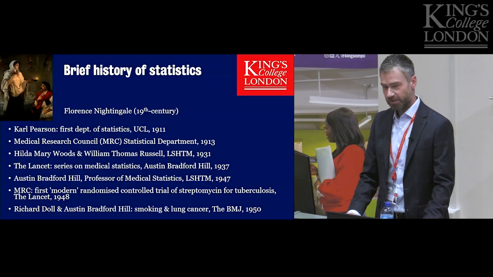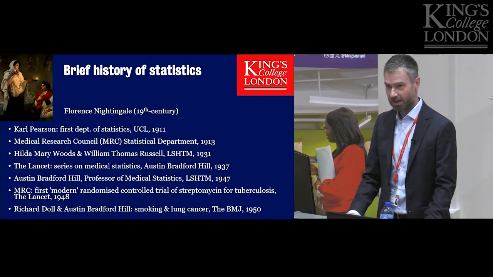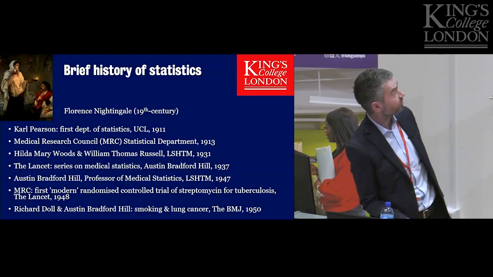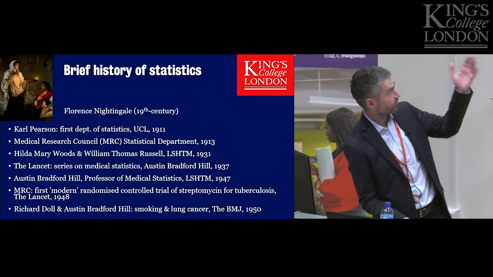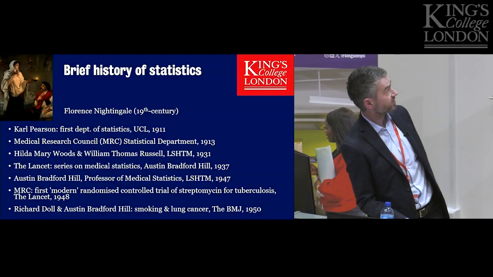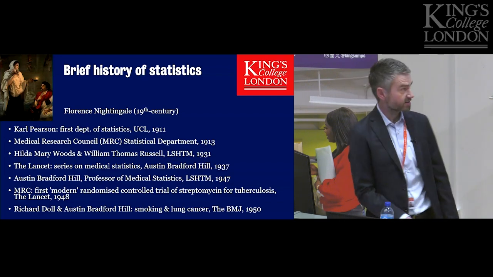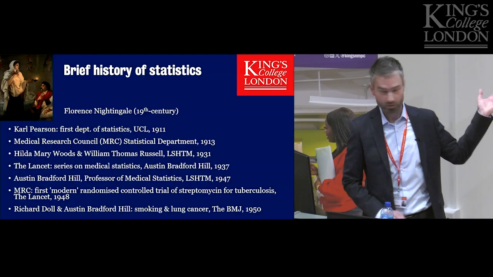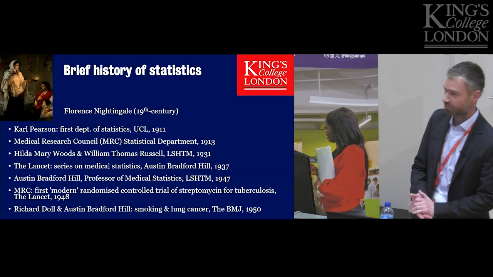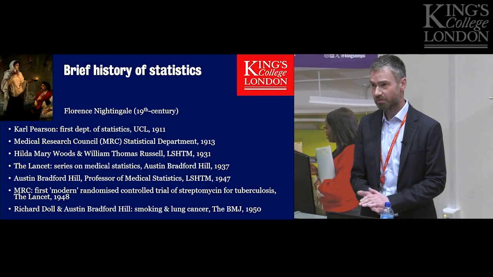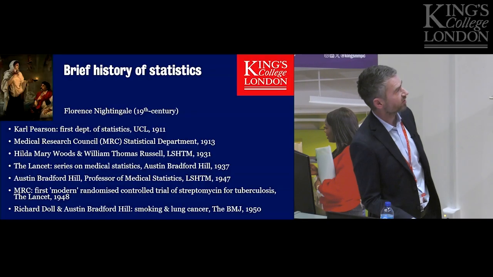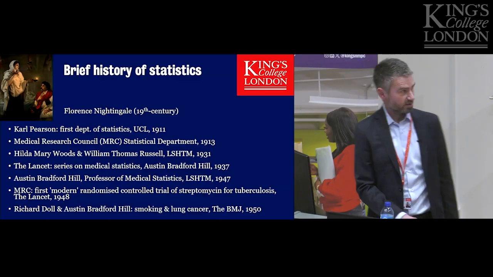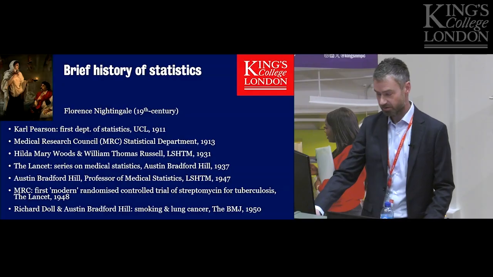Now, statistics developed rapidly as a discipline in the first half of the 20th century, and we can see from the establishment of the first statistical departments through to publication of one of the first textbooks by Woods and Russell on medical statistics, down to two landmark studies, one a randomised controlled trial of streptomycin for tuberculosis, which is what we think of as a modern trial. It's really the first modern trial which we recognise today. And then there was Doll and Hill's landmark paper on the link between smoking and lung cancer as well.